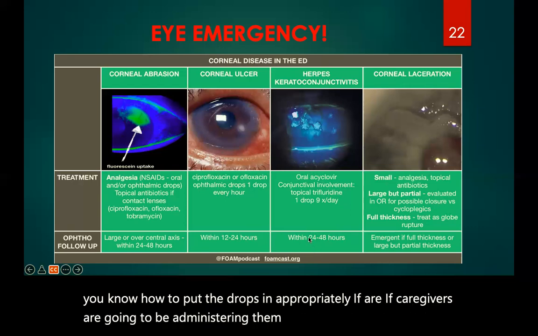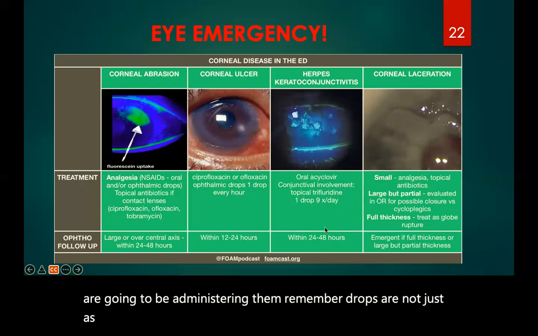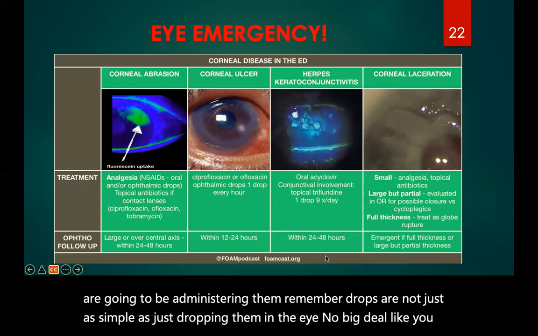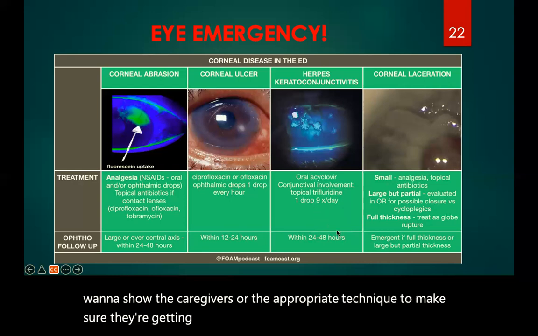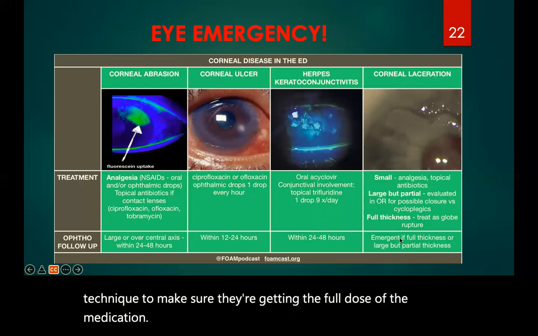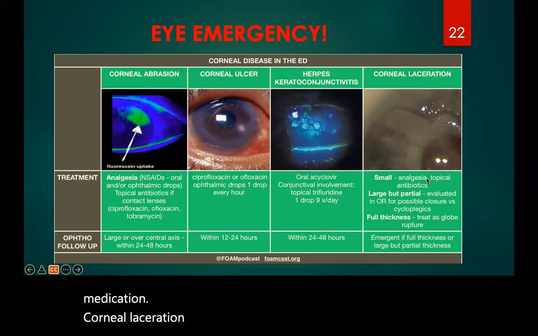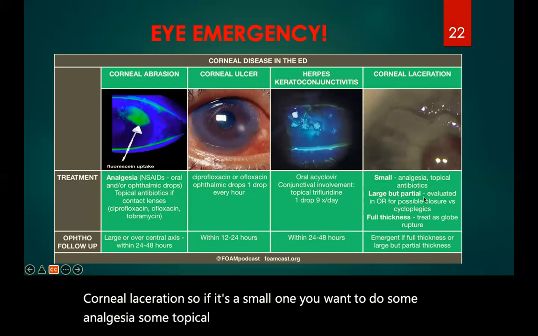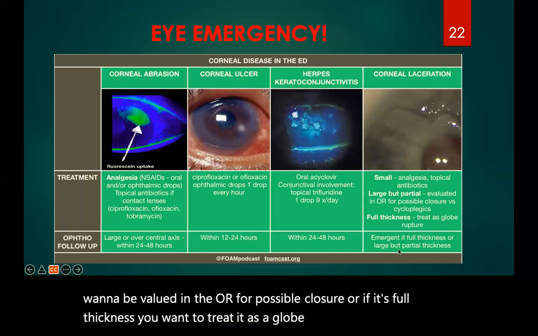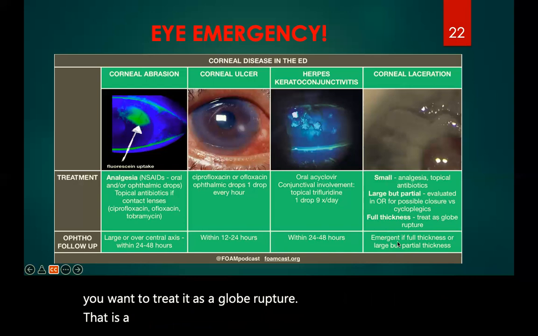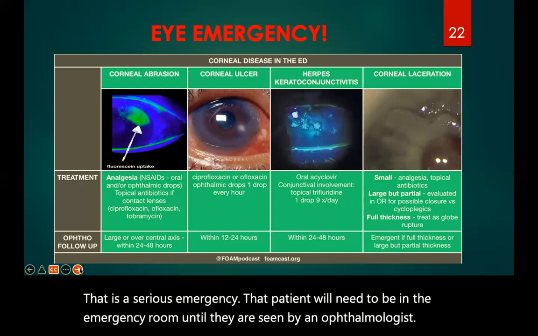Remember, drops are not as simple as just dropping them in the eye, no big deal. You want to show the caregivers or the patient the appropriate technique to make sure they're getting the full dose of the medication. Corneal laceration: if it's a small one, you want to do some analgesia, some topical antibiotics. If it's large but partial, you want it evaluated in the OR for possible closure, or if it's full thickness, you want to treat it as a globe rupture. That is a serious emergency. That patient will need to be in the emergency room until they are seen by an ophthalmologist or a specialist.